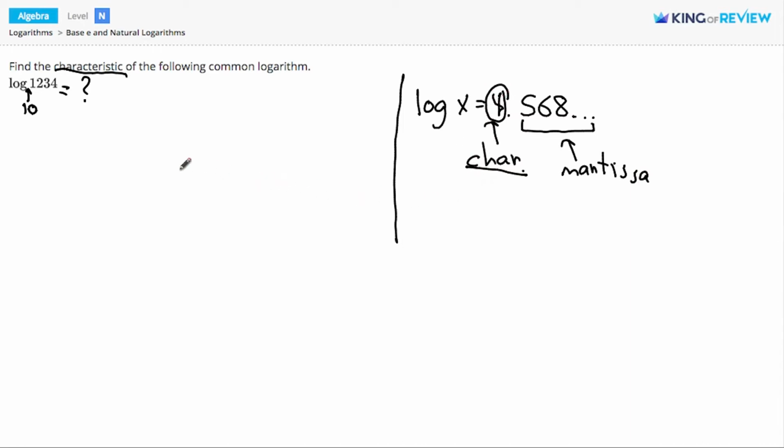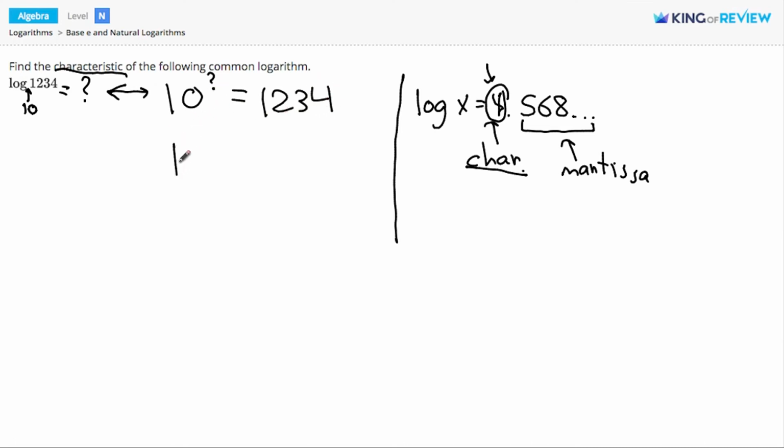So let's come back to our log base 10. We don't know what this equals exactly, we'd have to use a calculator to find it out perfectly, but we don't really need a calculator. We don't need to know what the actual number is to figure out what the characteristic is, because we know we can write this equation equivalently as 10 to the power of our question mark is equal to 1234. Well, let's think about a couple possibilities for this question mark.